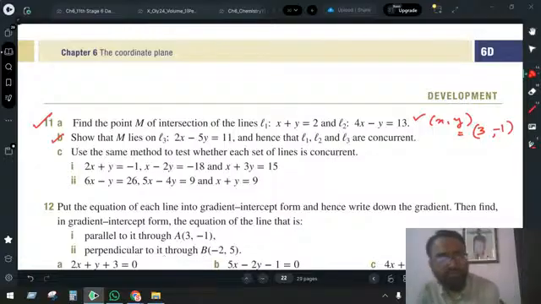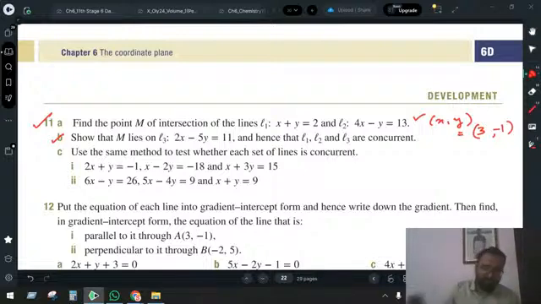What is the second question? Second part. Show that M lies on L3, 2x minus 5y. Lies on L3 means substitute those points. Your LHS must be equal to RHS. Substitute. Confirm whether both are the same or not. Okay. 3 times 2 is 6, minus 5 into minus 1. 6 plus 5 is equal to 11. Your LHS is equal to RHS.